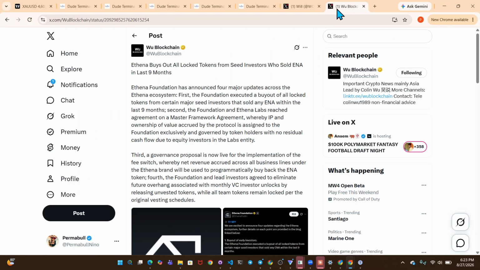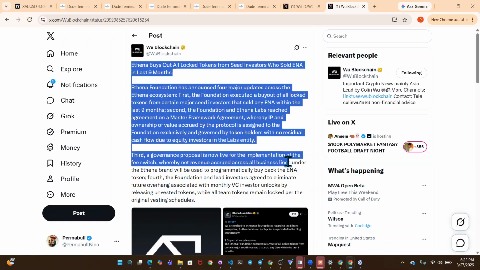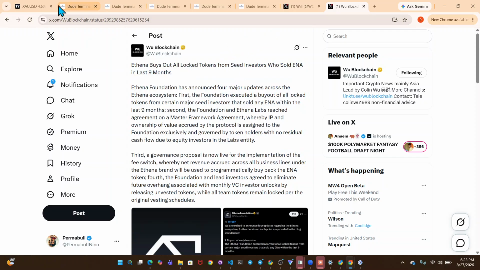And now let's actually get into what's going on in the market in general. I don't know if you guys saw this news today about Athena, how basically all the tokenomics just got cleaned up. A lot of investors that had sold in the past 9 months got their tokens bought back from the Athena team, and they're turning on a fee switch also, if I'm not mistaken. And I think this hits on this topic.